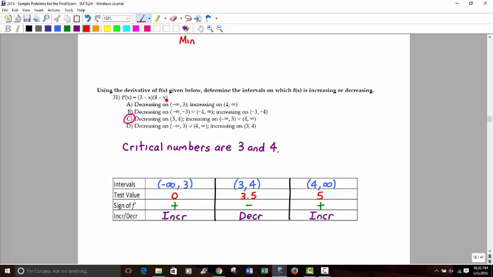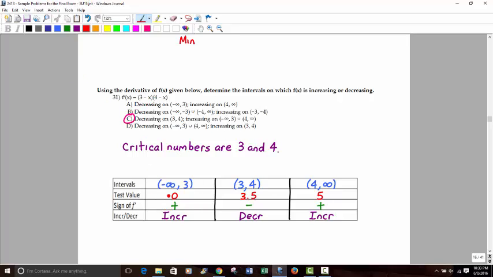So these critical numbers are coming from setting that already-given derivative equal to 0. So you get 3 for the first one, 4 for the second one. So there's my sign chart, creating my intervals: negative infinity to 3, 3 to 4, 4 to infinity. I pick my test values for each interval, 0, 3.5, and 5. Plug these into the derivative, which is all we have right there.